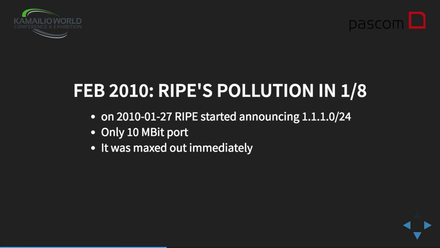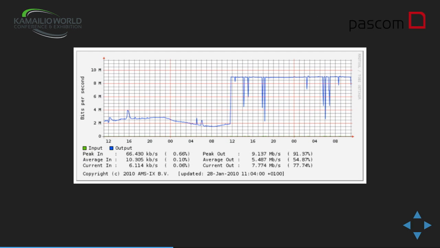But in 2010, RIPE published a blog post, which was particularly interesting. At first, it didn't look like it had anything to do with voice over IP or SIP. They hooked up a 10 megabit port, very cheap of them in my opinion, to the internet and started announcing 1.1.1.0/24, and it was maxed out immediately. You can see in the graph, saturated.